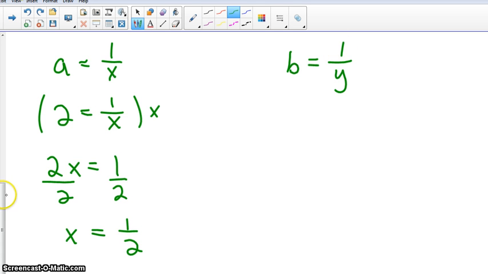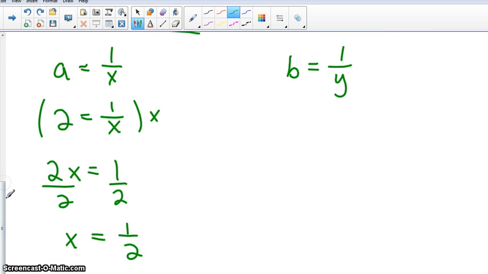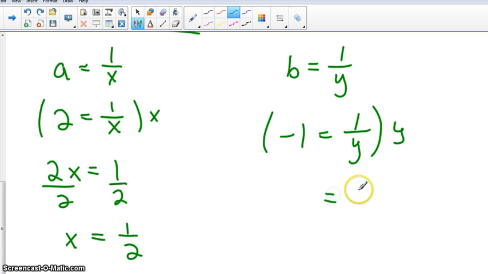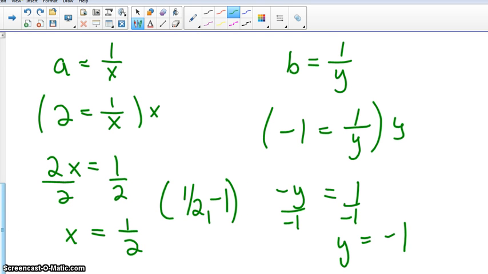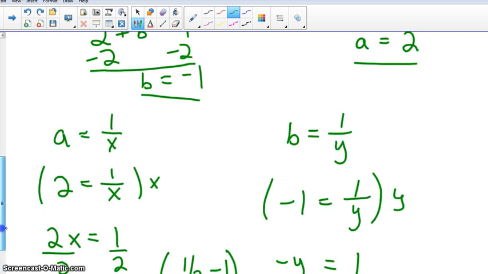Over here, b was equal to negative 1. So negative 1 equals 1 over y. Multiply both sides by y. You get the same pattern. And you're going to get 1 equals negative y. Divide by negative 1. And y equals negative 1. So my solution is 1/2 and negative 1. Excellent. Alright, have those notes ready, and I'll see you tomorrow.